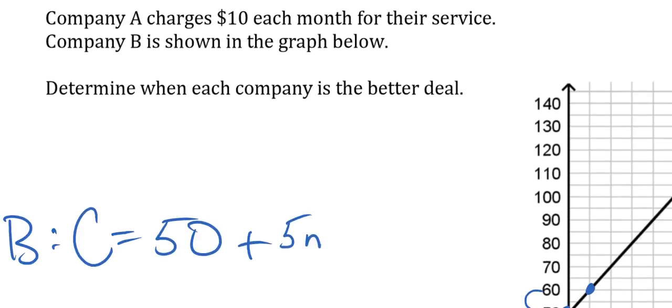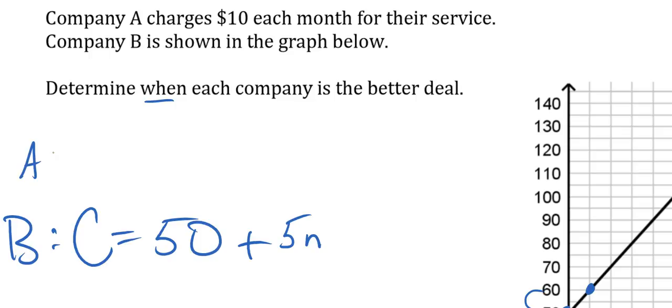So right away, I see that company A is more per month, but the initial fee is 0, presumably, because it doesn't give us one, right? And company B has an initial fee. So company B is more expensive right off the start because you have to pay $50 just to sign up, but only $5 per month. So in the long run, I can already tell that company B is going to be a better deal. But we're supposed to find out exactly when.